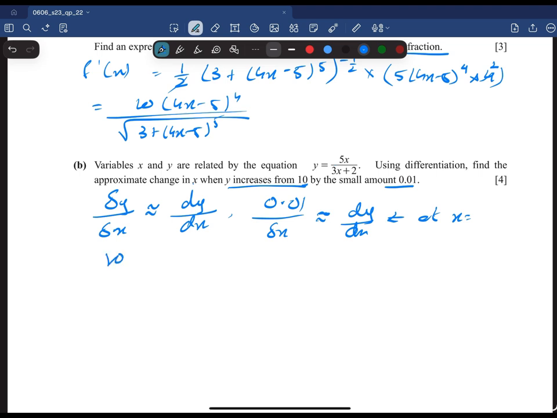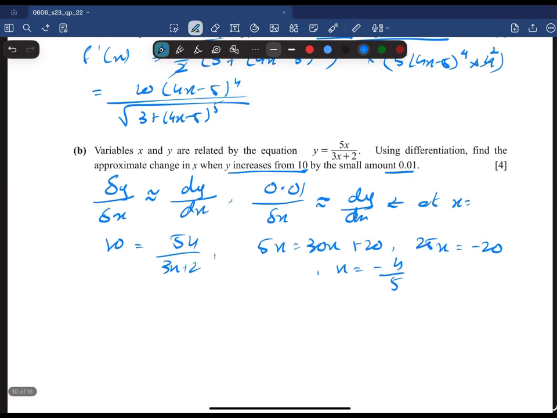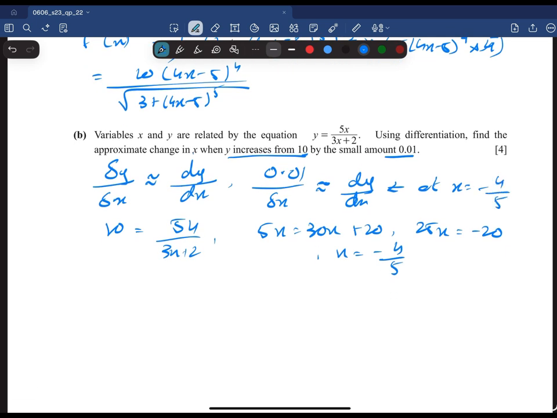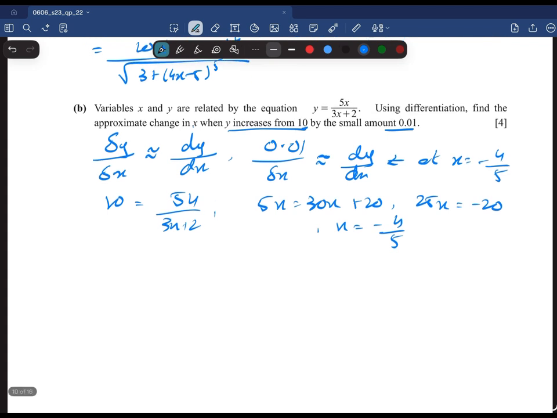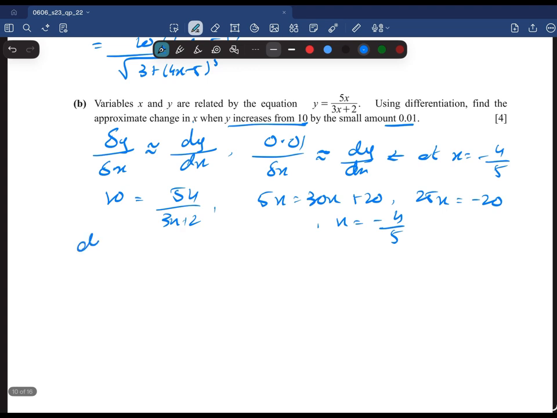So doing that, 10 is equal to 5x upon 3x plus 2. 5x is equal to 30x plus 20. We get 25x is equal to minus 20, and x is equal to minus 4 over 5. So at x equal to minus 4 upon 5, we need to find dy upon dx. Okay, so let's do that.